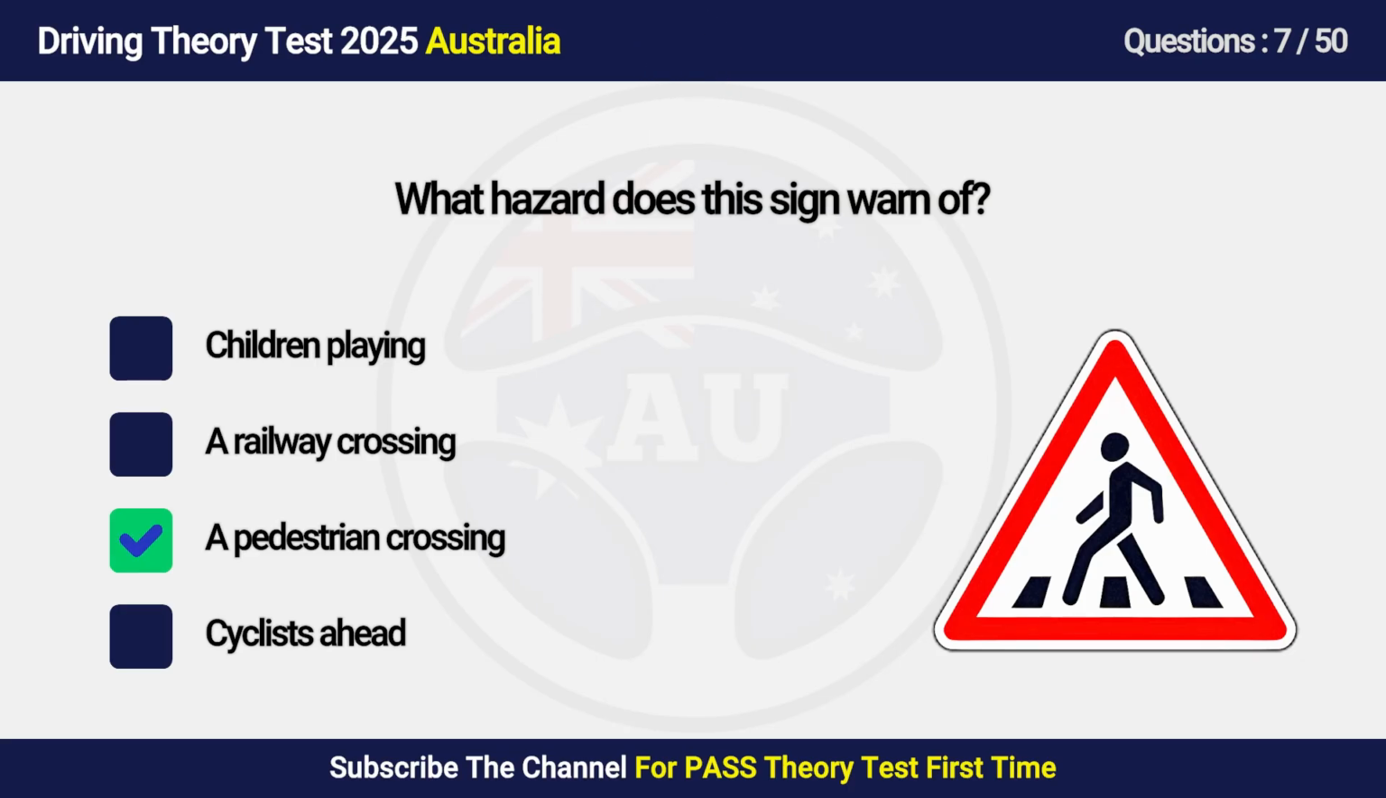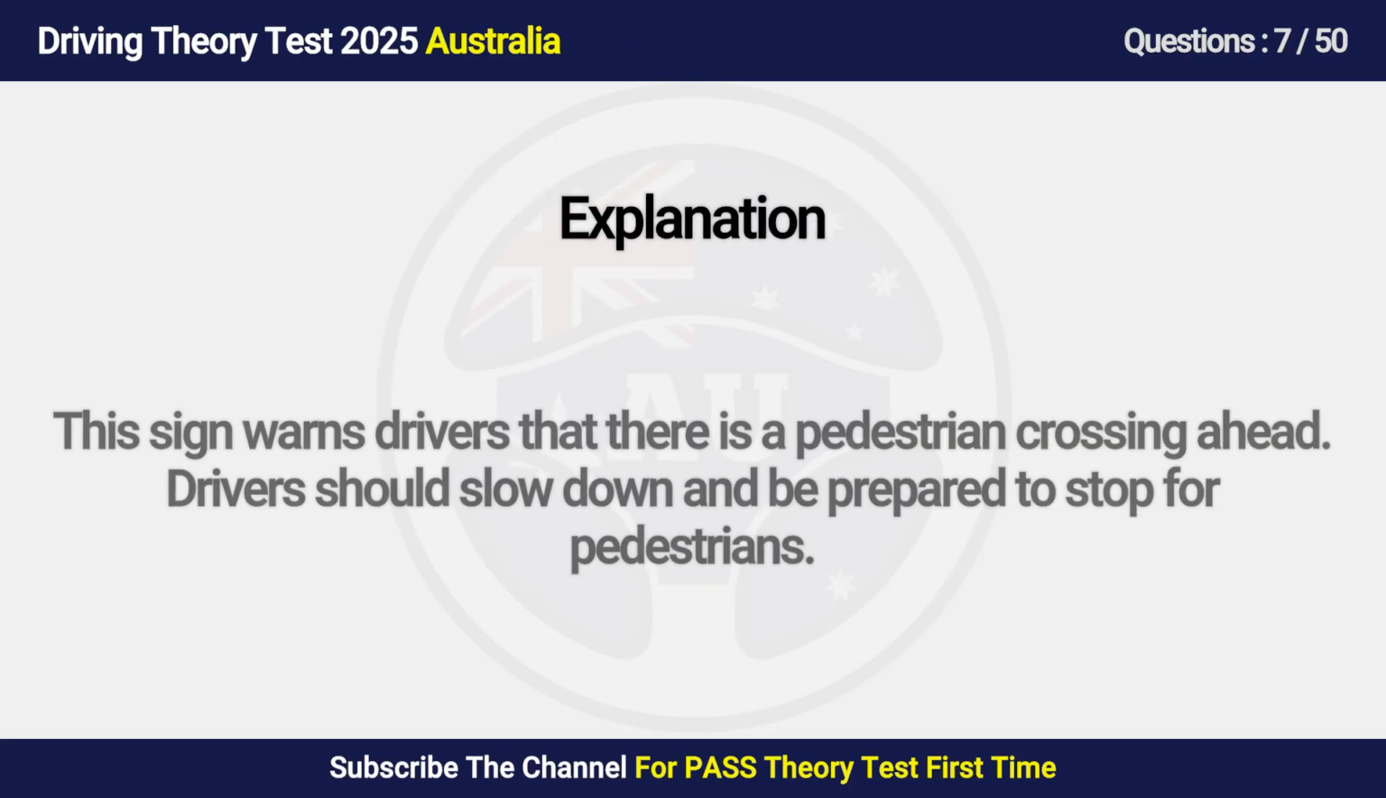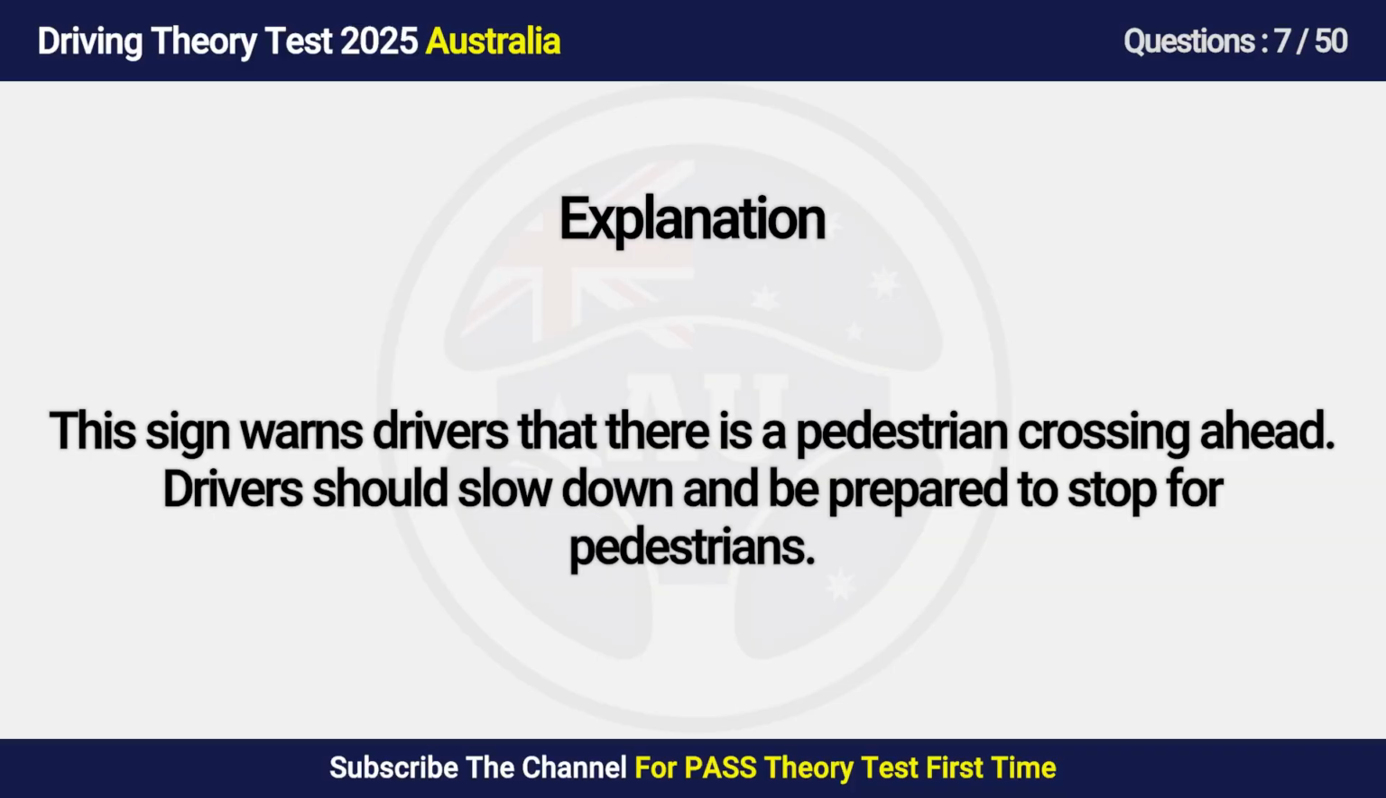Answer is C. A pedestrian crossing. This sign warns drivers that there is a pedestrian crossing ahead. Drivers should slow down and be prepared to stop for pedestrians.